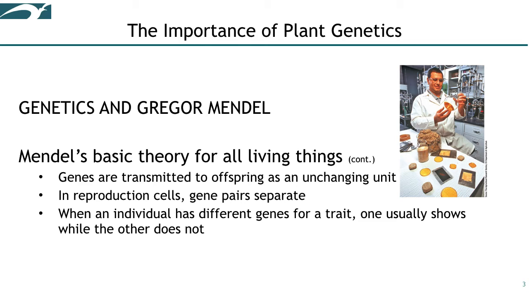Mendel states further that genes are transmitted to offspring as an unchanging unit. In reproduction cells, gene pairs separate. When an individual has different genes for a trait, one usually shows while the other does not.